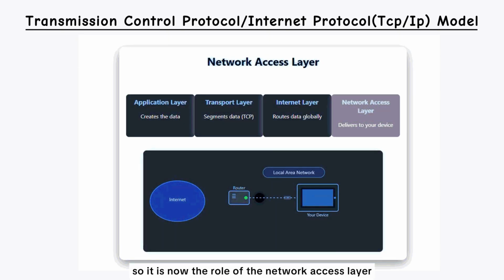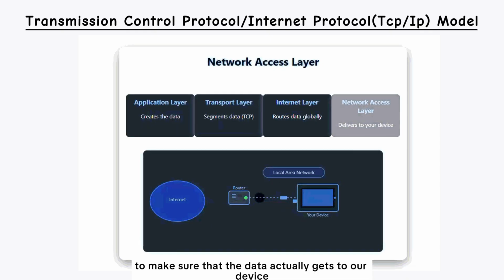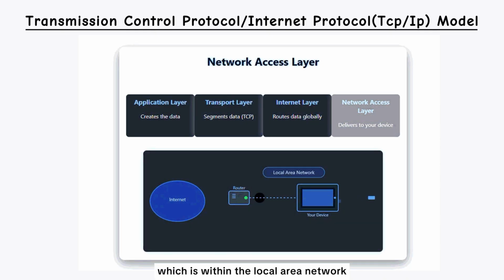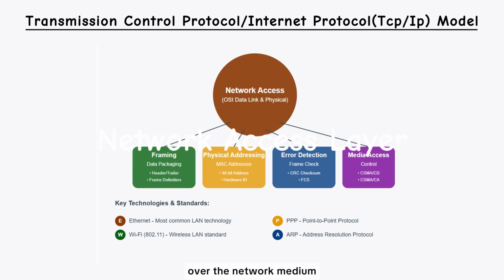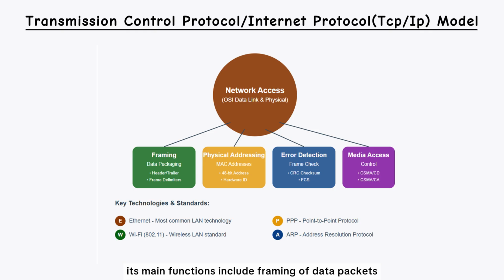So it is now the role of the network access layer to make sure that the data actually gets to our device, which is within the local area network. It is responsible for the physical delivery of data over the network medium. Its main functions include framing of data packets, physical addressing, and also error detection.